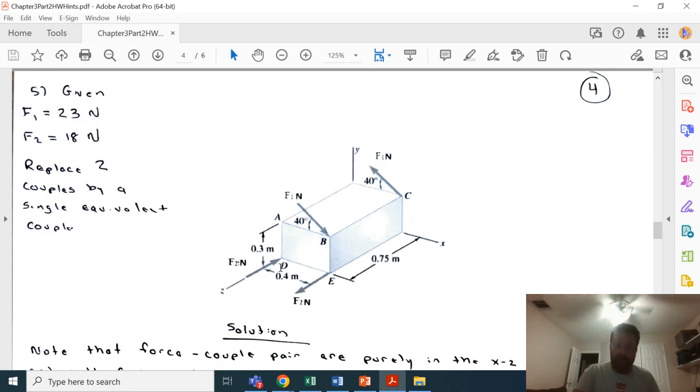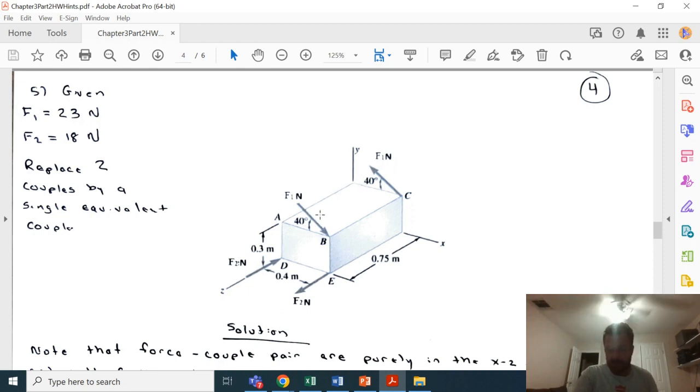Now imagine trying to replicate this force couple pair that's being exerted at the base down here in the XZ plane. Hopefully you see that if you take your shoebox, all that's going to do is rotate it about an axis that's coming out of the top. So this couple is going to purely induce rotation about the Y-axis.